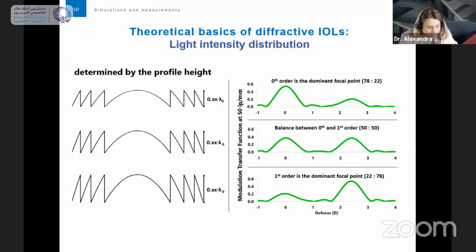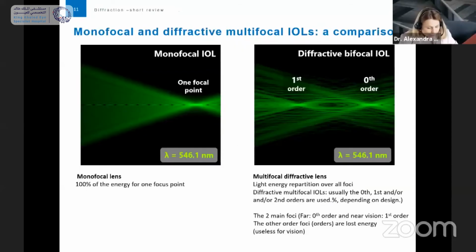If you just play with steps, you see that the relation between the energies and the amount of light that you get for far, let's say near vision, changes. And again, with another multiplication of the wavelength, when you play with the steps and adjust them, you can get the maximum energy for near. So this is the basic mechanism: when you are playing with the steps, you can adjust the energy level for each focus that you want.